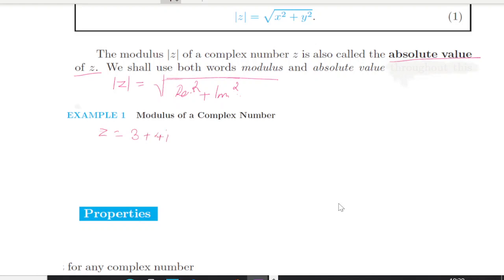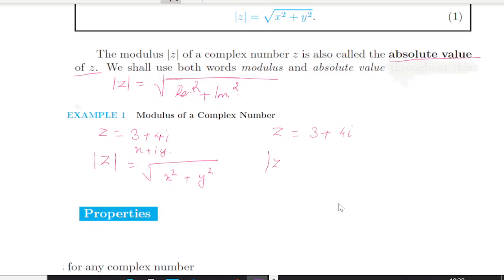3 plus 4i. Now what should be its modulus? We want to calculate mod z. So mod z means you can compare this with x plus iy, and if this is the condition, we have the square root of x square plus y square. So instead of this, you have z equal to 3 plus 4i.